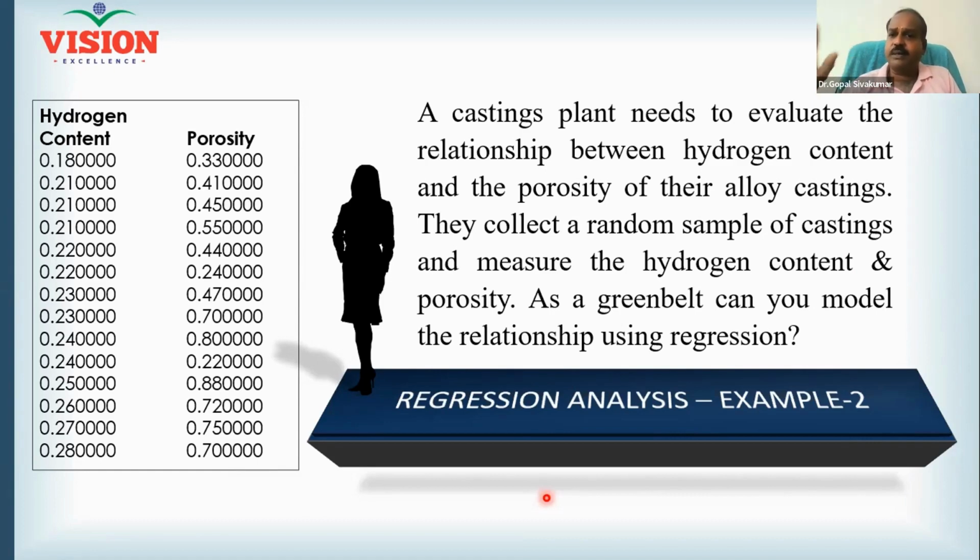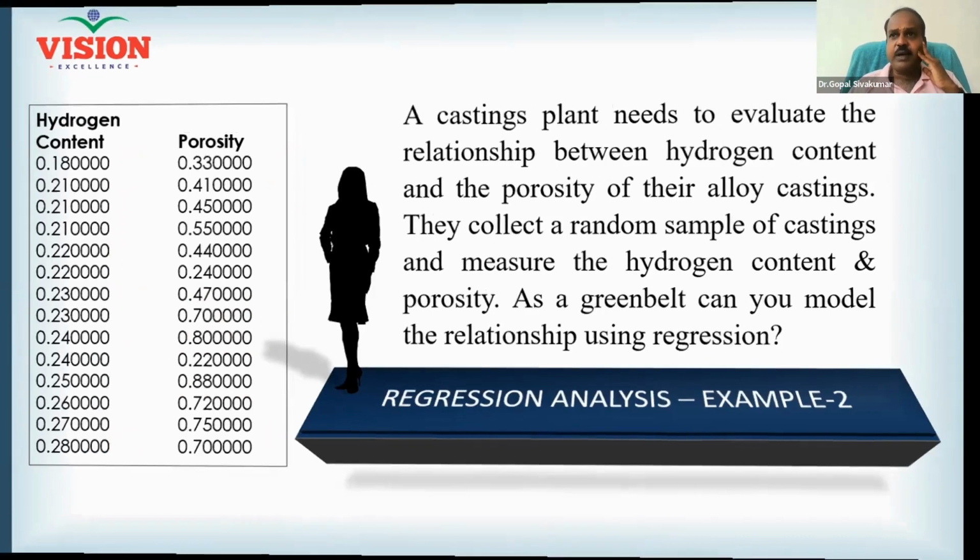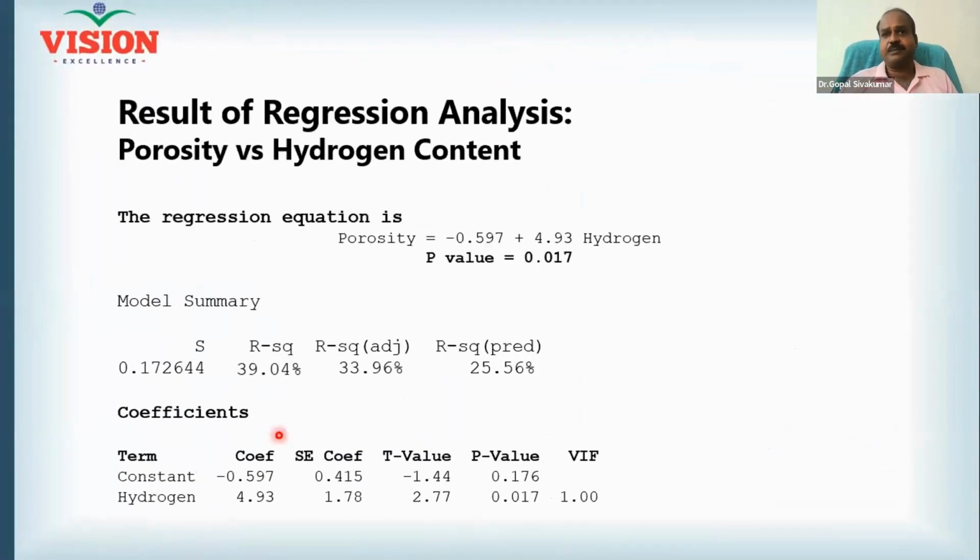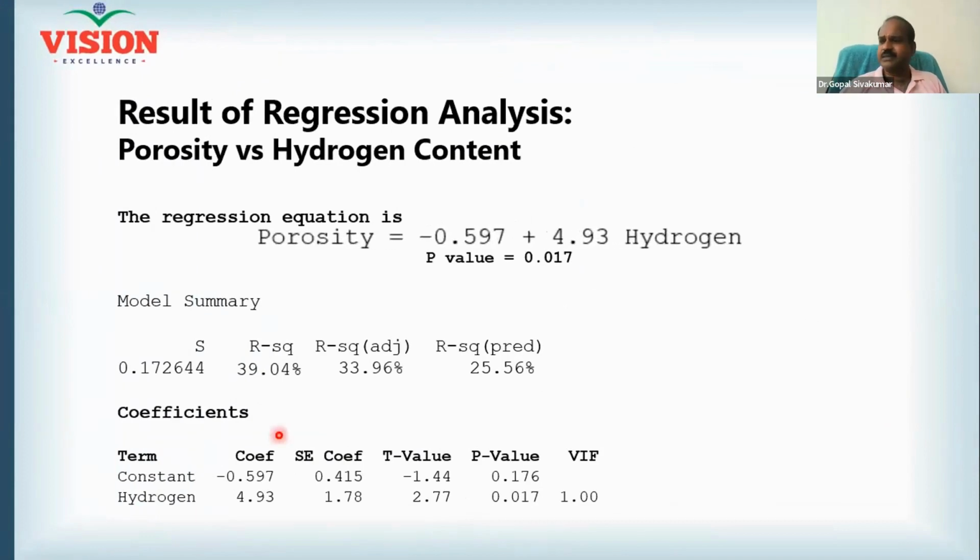Now they wanted to do a hypothesis test. The hydrogen content is varied, you see here, from a lower value to a higher value. Porosity is also measured and documented. Now the regression analysis is done. You can see the regression equation, a simple linear regression only: porosity Y equals a constant term plus slope times hydrogen content.